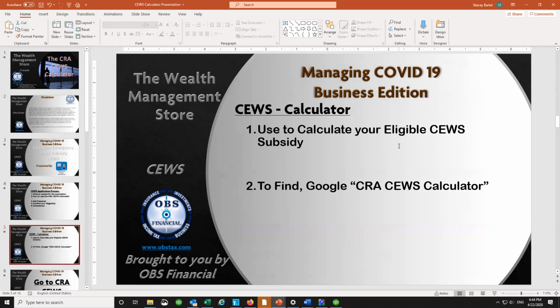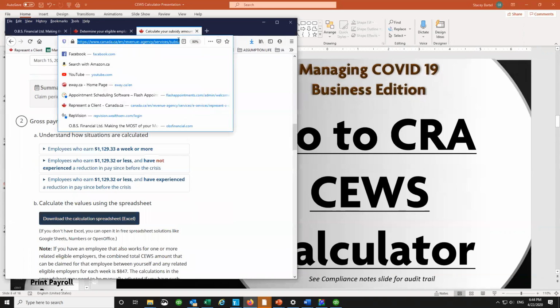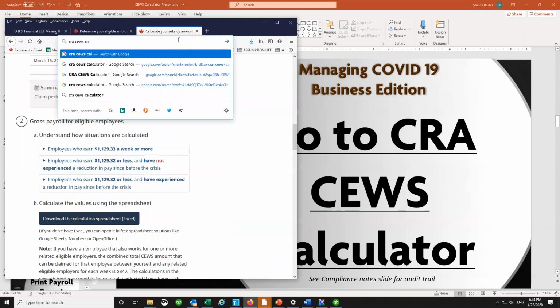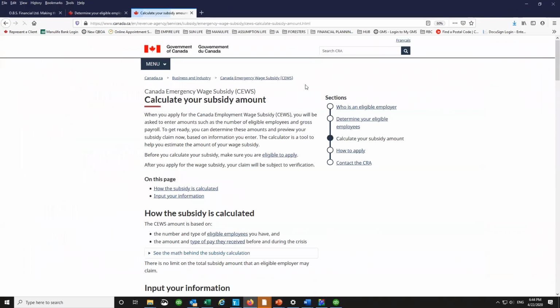So to start off, one of the things we're going to need to do is learn the calculator in order to determine what is eligible for the CEWS subsidy. So we're going to go right over to the CRA calculator, and I'm going to run this live here. Just open up a browser and type in the CRA CEWS calculator. Get a Google search on it. Make this bigger. If you click on here, you're going to come to the CEWS Calculate Subsidy page on the Government of Canada website. A couple of things to understand about this page. This page has links to find out everything that you need to know about it.